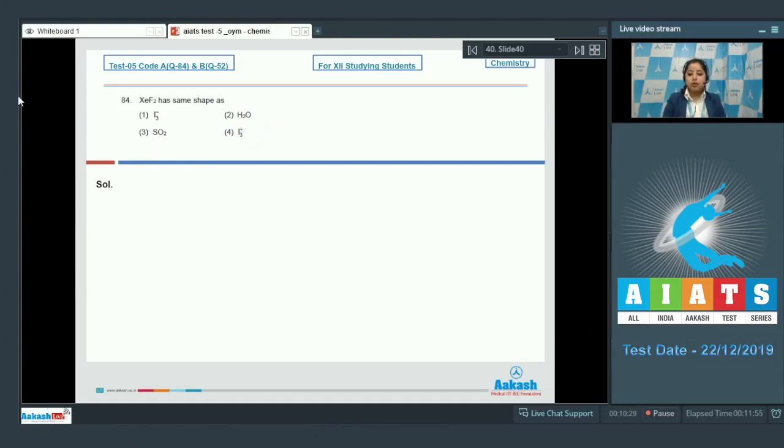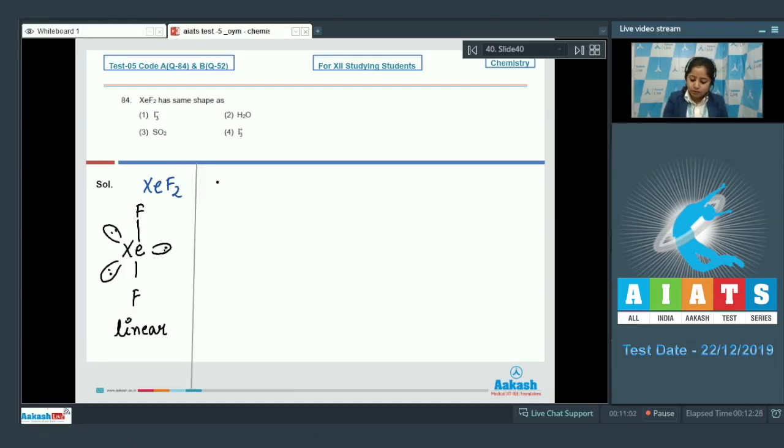Students, here we have to draw the structures of the given compounds, starting with XeF2. In XeF2, xenon has 3 lone pairs and 2 bond pairs. So the shape is linear. The next is I3 minus. In this case also, the central iodine has 3 lone pairs and 2 bond pairs. So the shape is linear.